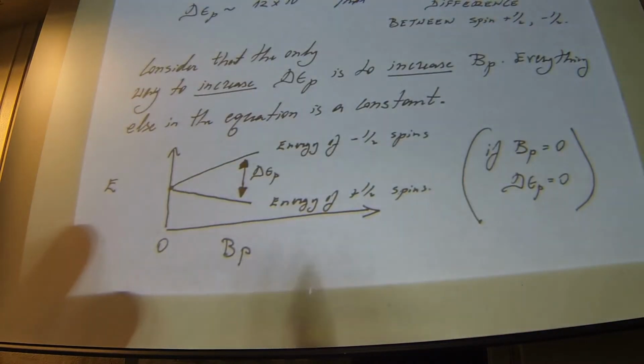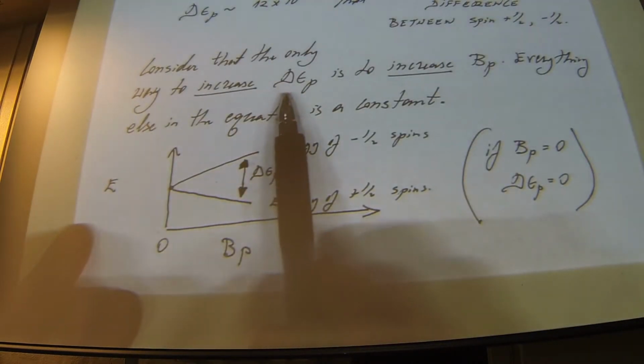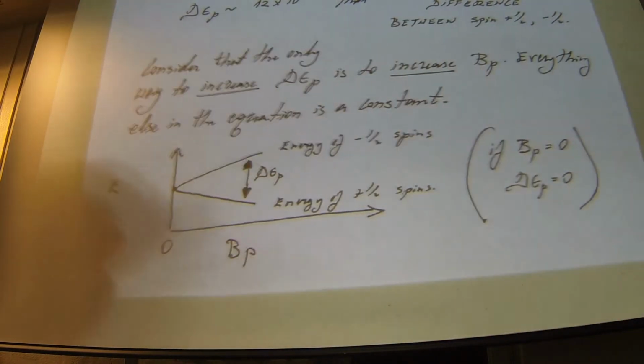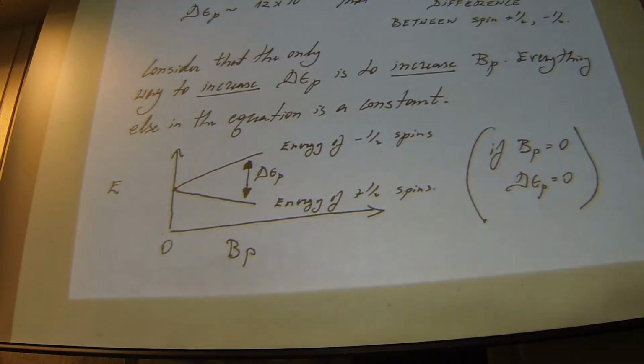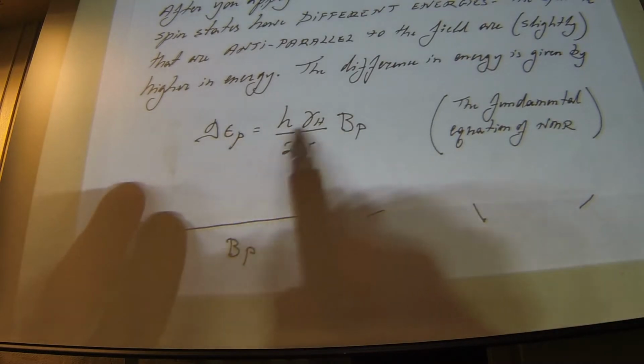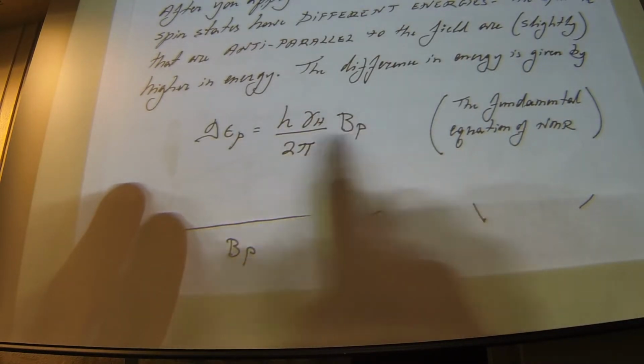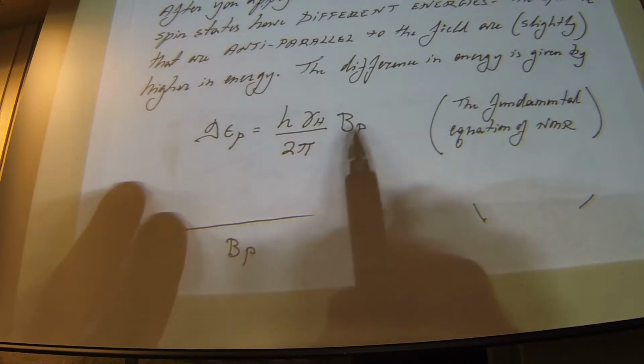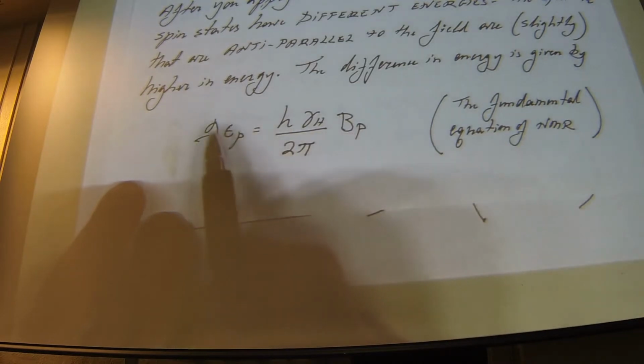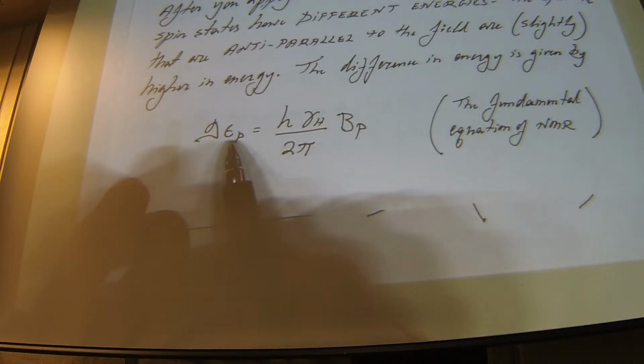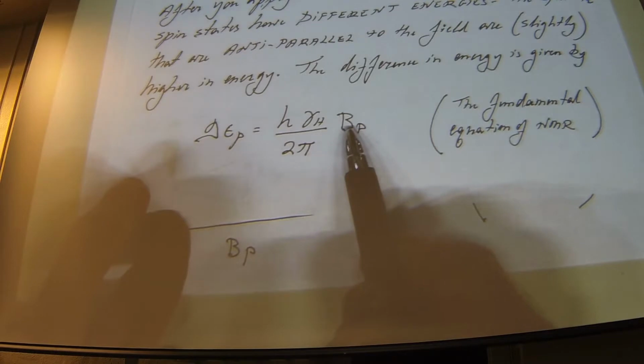So how do you get this bigger? Well, you know how to get it bigger because you know that everything in this equation is a constant except for that. So if I want to make this big, I've got to make that big. So if I want to make a big energy difference between the nuclei, I need a strong magnetic field.